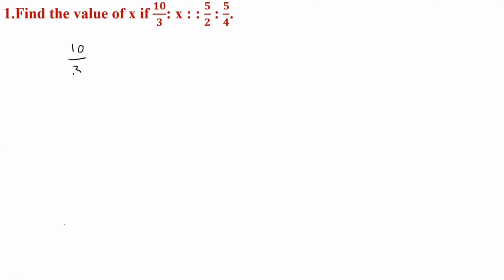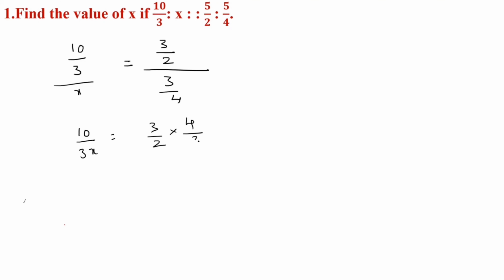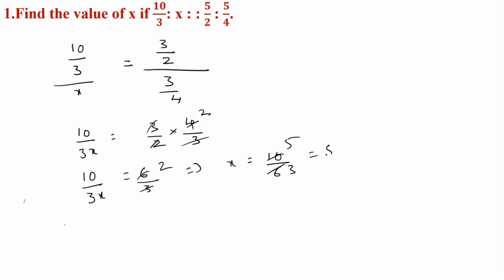10 by 3 by X, as means, is equal to 3 by 2 by 3 by 4. So 10 by 3x is equal to 3 by 2 into 4 by 3. The 2s cancel. So 10 by 3x is equal to 6 by 3, means 2 only. So x is equal to 10 by 6. So that is 5 by 3.